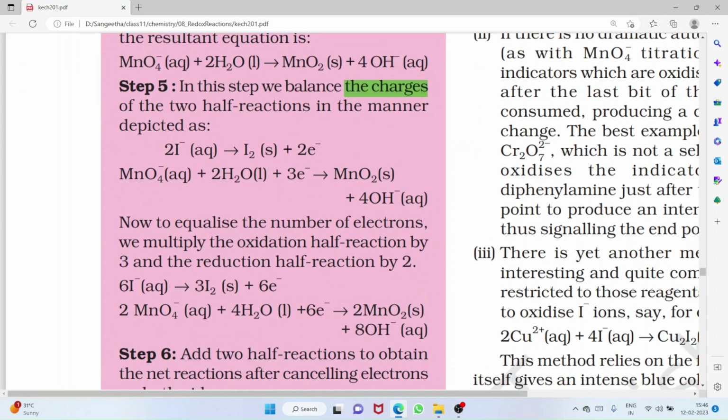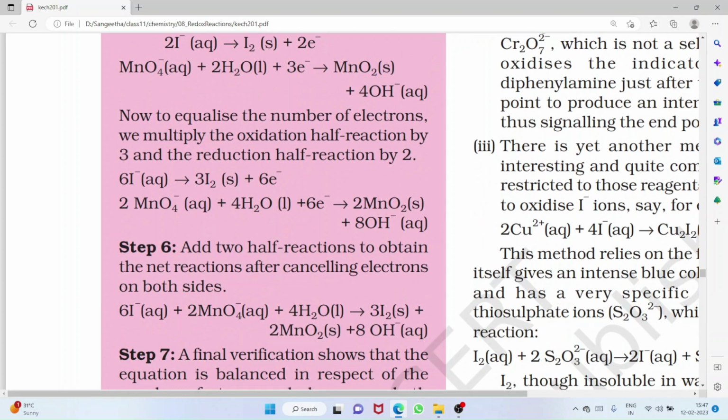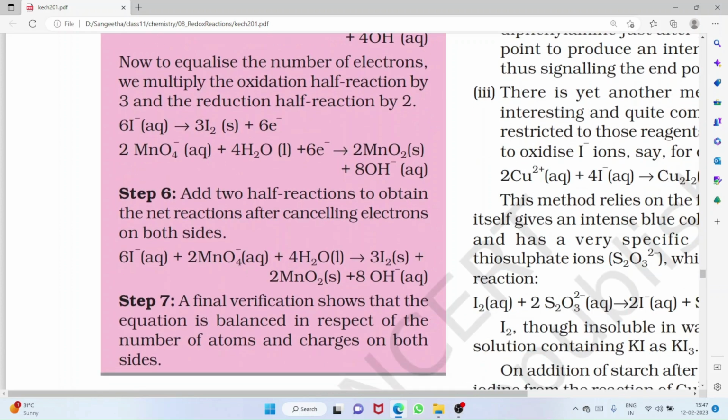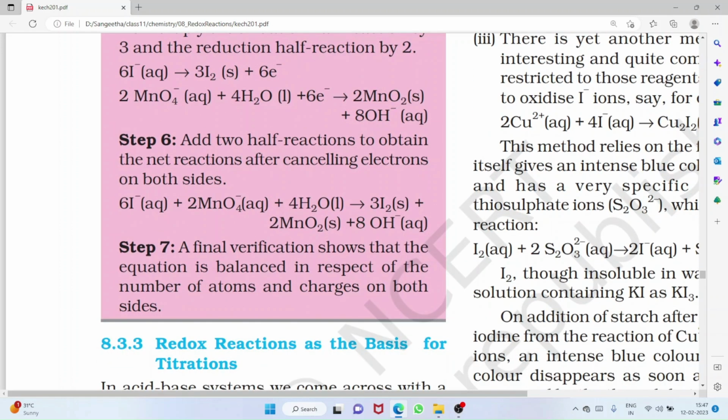So this is the final equation. Now we have to balance the charges. On the right side we have 2 electrons, left side 3 electrons. For 2 and 3 the LCM is 6, so make it 6 electrons. Then cancel out the electrons on the left side and the right side. Now add, then do the final verification of the atoms and the charges.